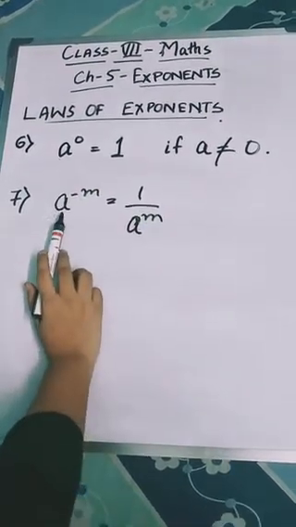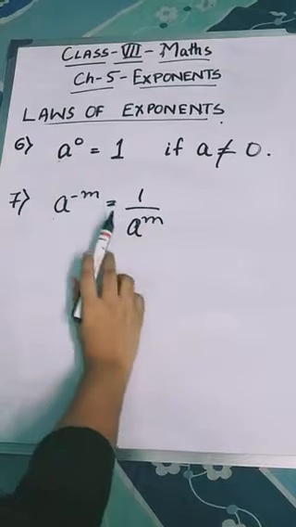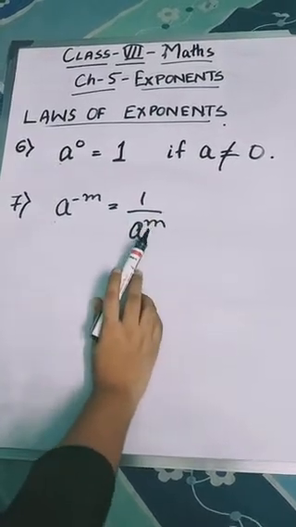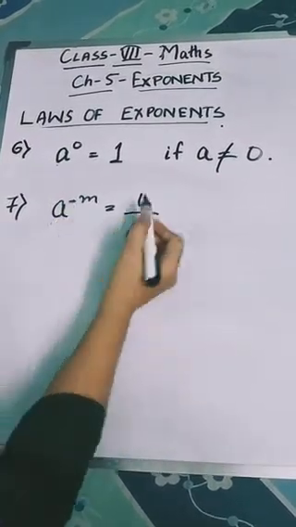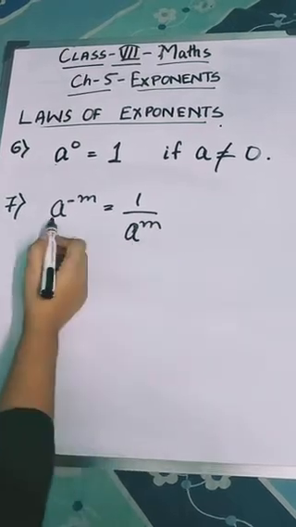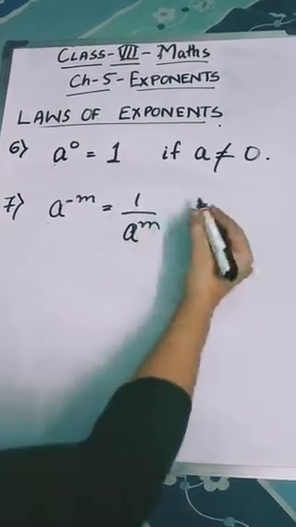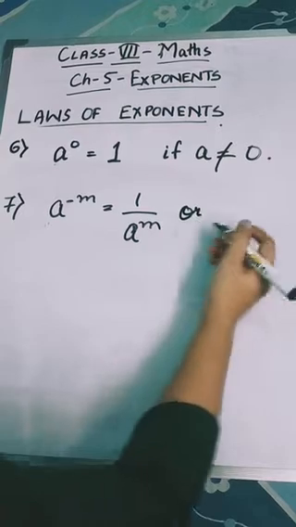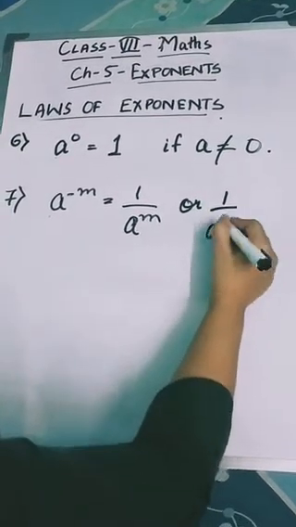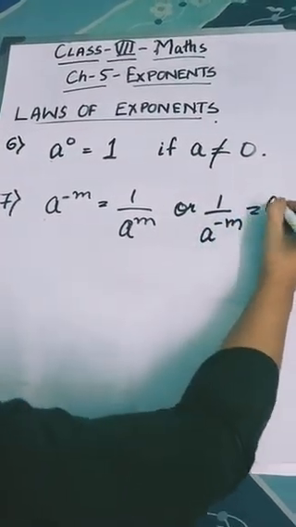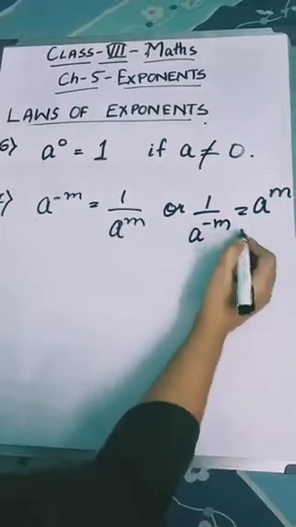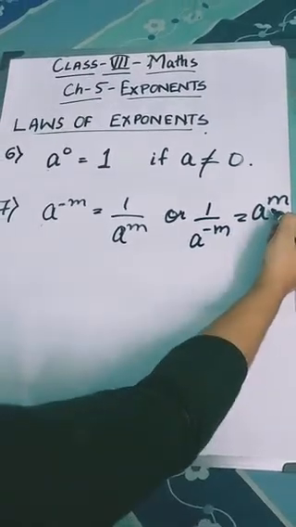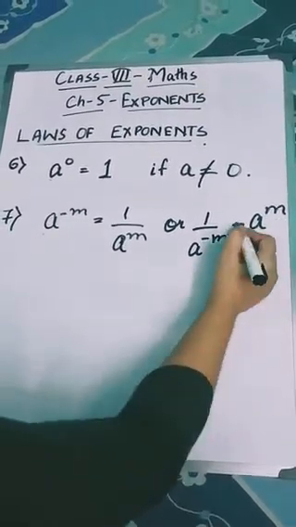Then the next law is a to the power minus m is equal to 1 by a to the power m. So if the power is negative, the whole exponential form will go in the denominator. Or you can write it as, if it is 1 by a to the power minus m, it will become a to the power m. Because here it is negative, again it will go to the denominator, meaning upwards.